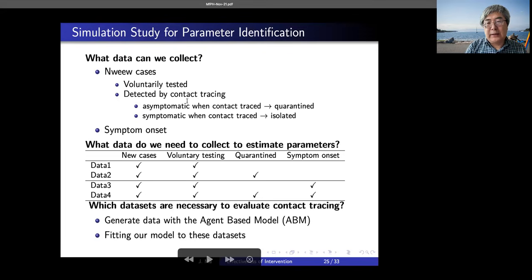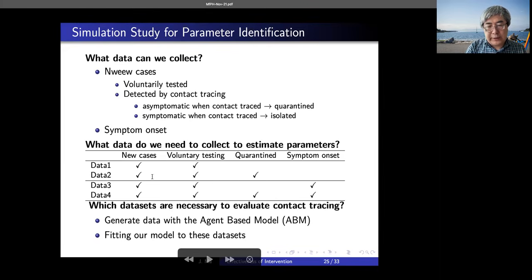So that would be this part, but they're complementary. You really just need to provide one. And for the contact traced cases, do we want to know whether the case when they're identified is already in the infection stage, so they're isolated, or they were in the asymptomatic stage, so they were quarantined? They are, again, complementary. They sum up to the detected cases by contact tracing. So we look at 4 possible data sets.